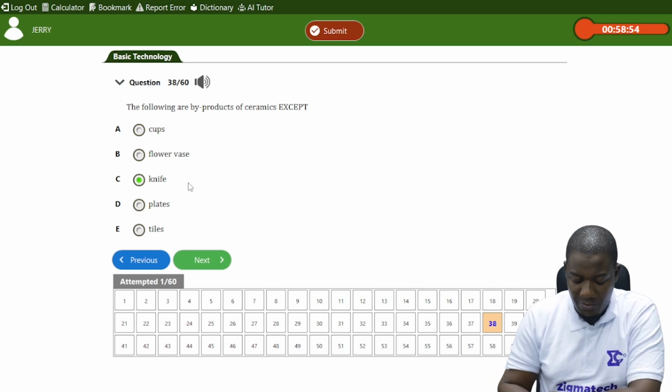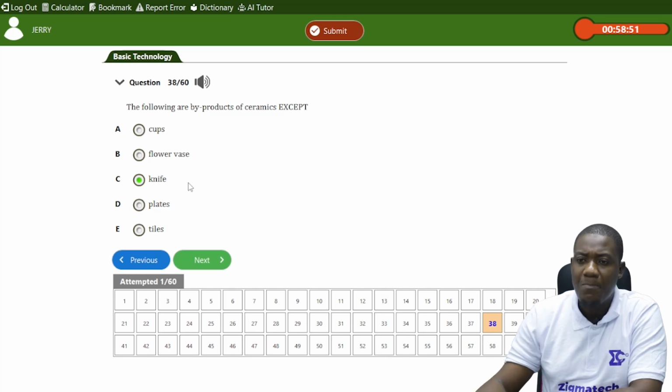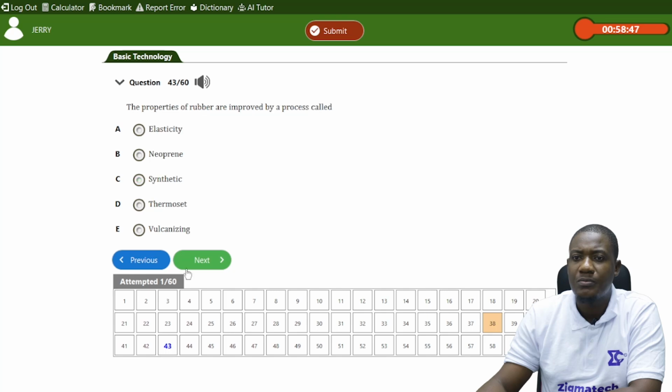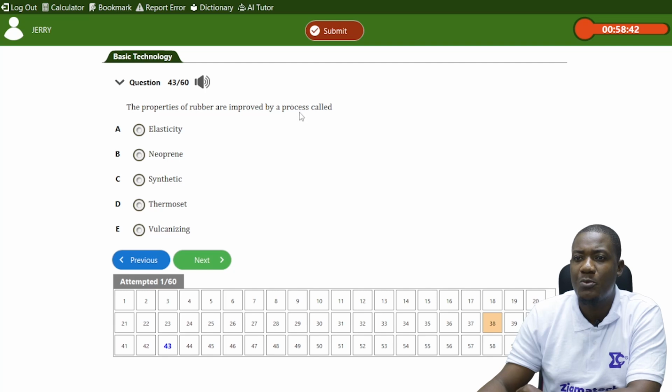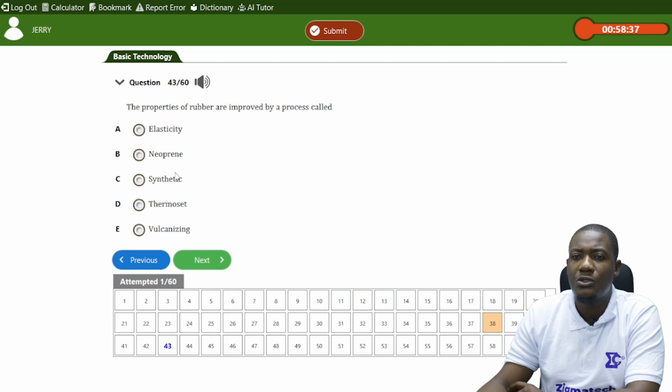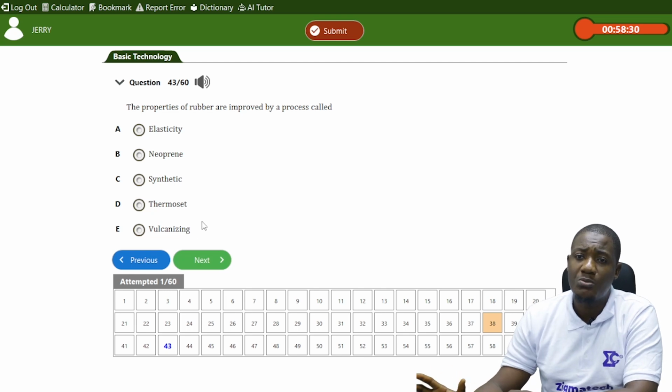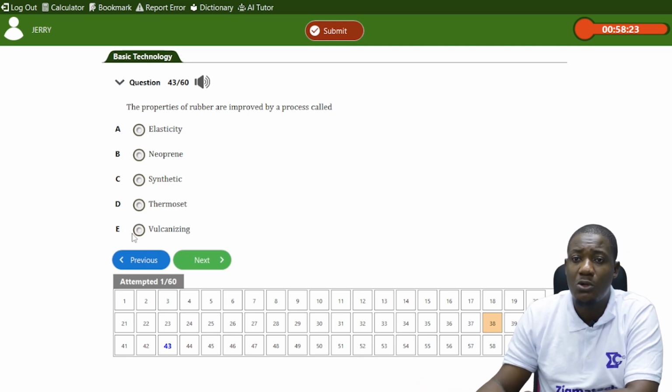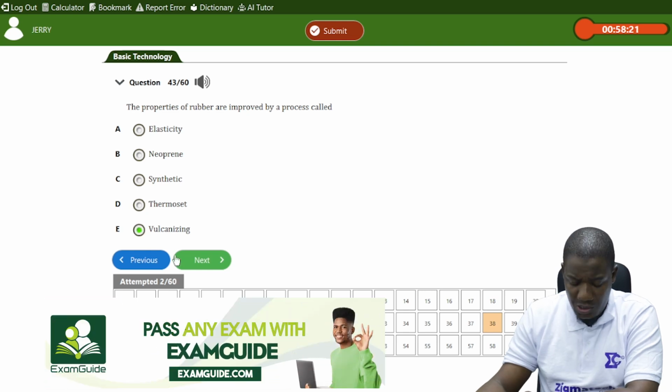Let's study more examples and see. Number 43. The property of rubber are improved by a process we call: elasticity, neoprene, synthetic, thermoset, vulcanization. Indeed, if you want to improve the property of rubber, you want it to be soft, the process of improving it is called vulcanization.